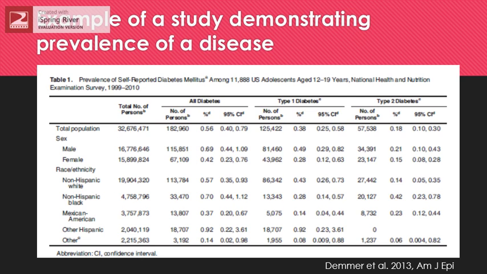So they did not study 32 million people, but they are estimating based on the prevalence of diabetes in the group that they actually studied.